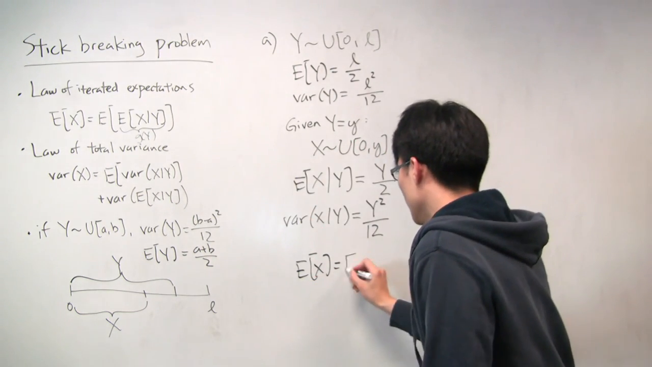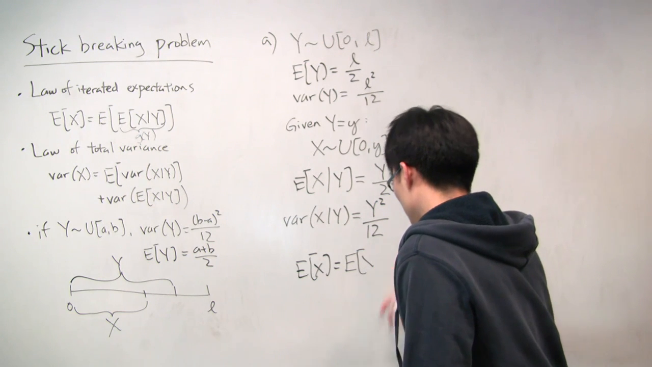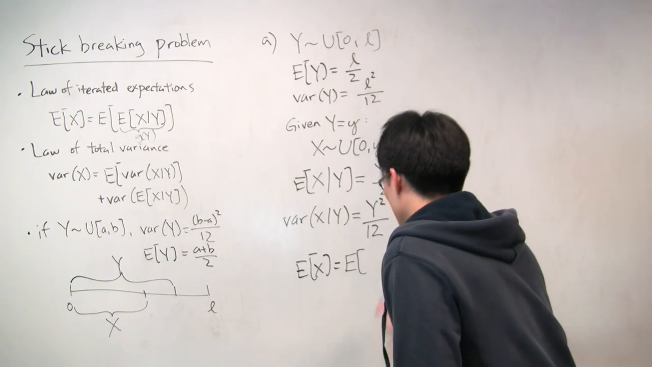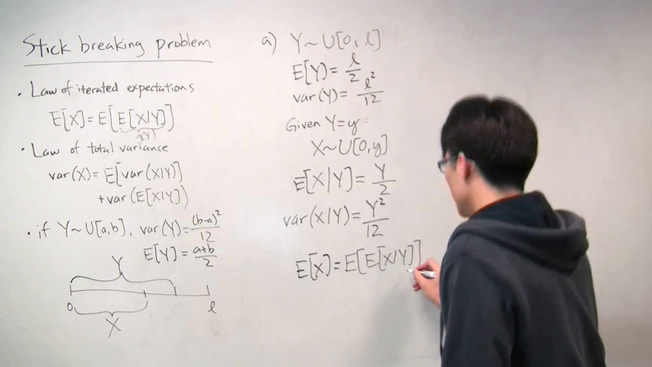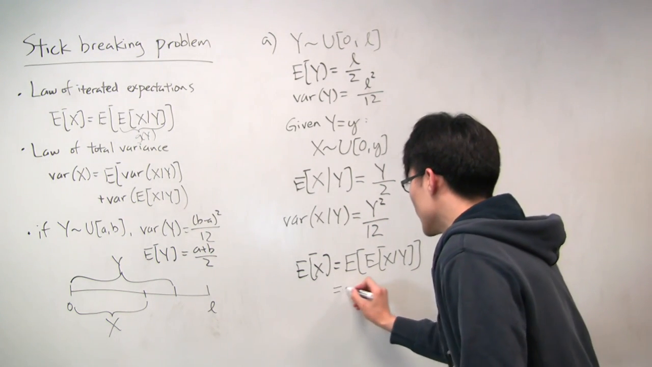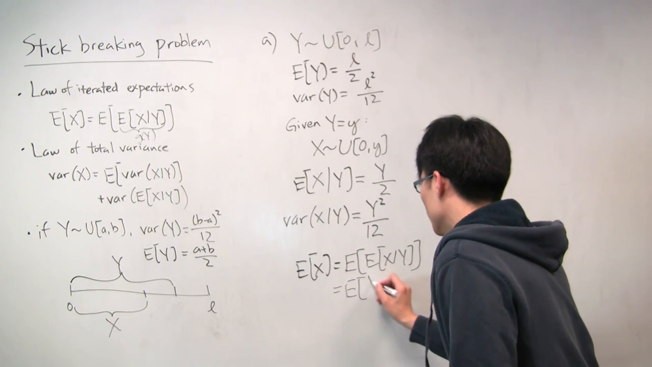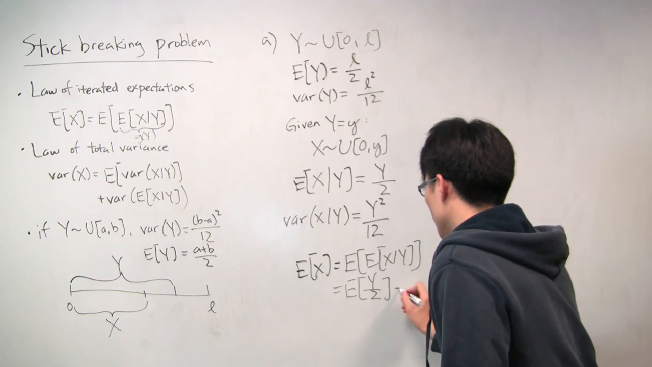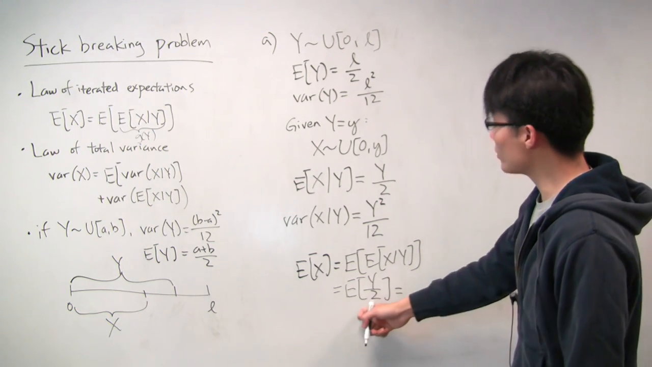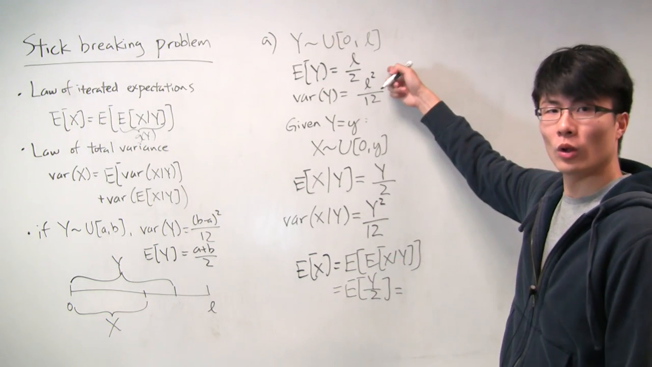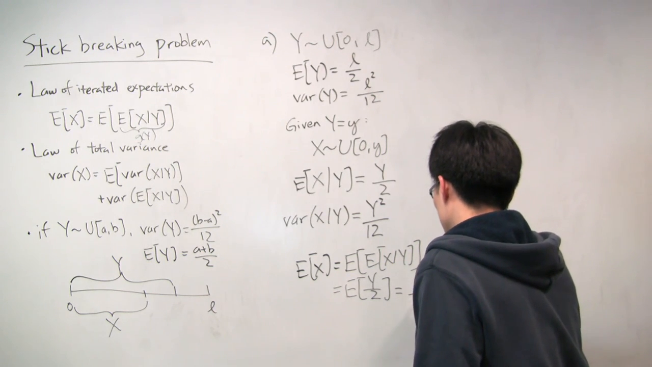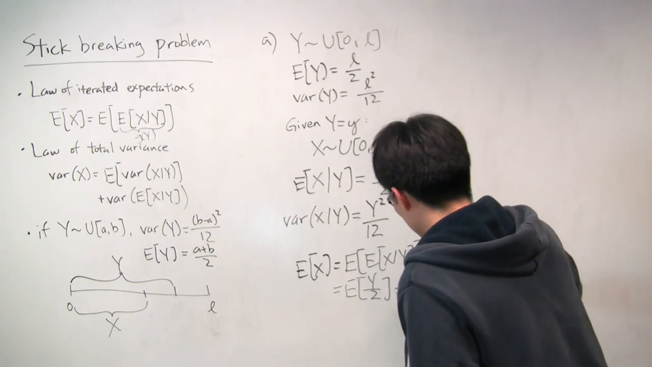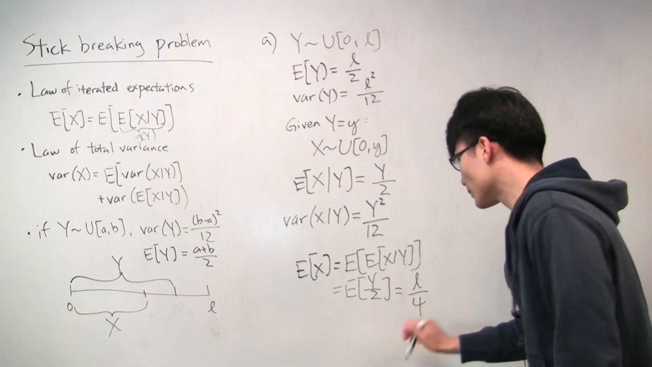So expectation of x is expectation of the conditional expectation of x given y, which in this case is just expectation of y over 2. And we know what the expectation of y is. It's L over 2. And so this is just L over 4. Sorry, not L squared. L over 4.